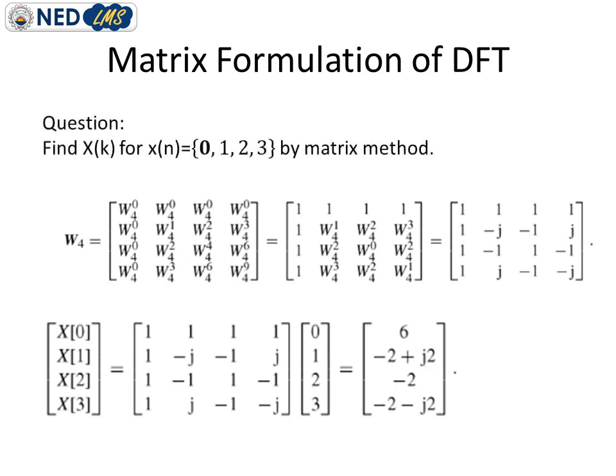So in this question you can see it is asked to find X of k, which is obviously the frequency domain view, for the signal 0 1 2 3 by the matrix method. The index starts at 0, which is n equal to 0. So 4 values are given and we have to compute with the help of the matrix method. We know that we have to take W4, as 4 values are given and we are computing the 4-point DFT, and the values of W4 were calculated in the previous slide.